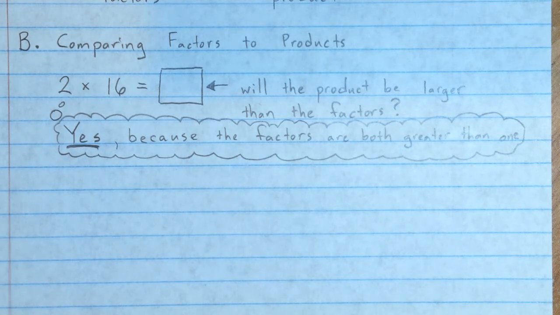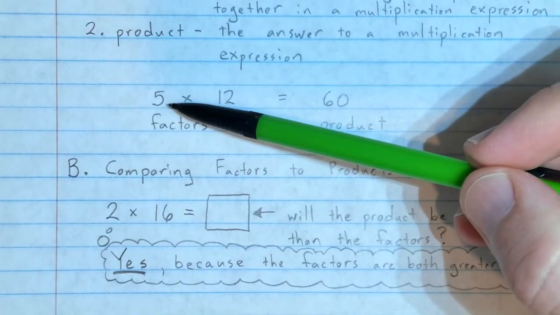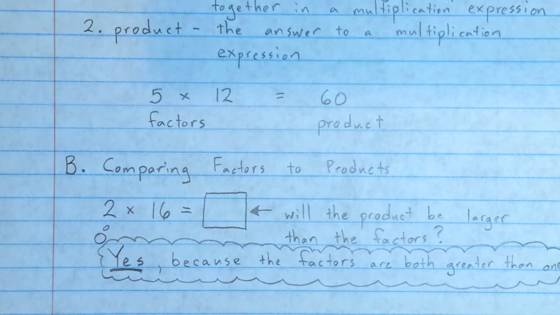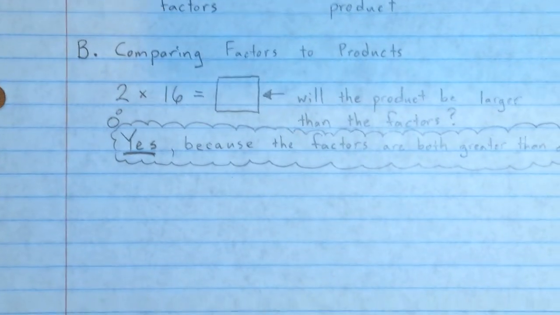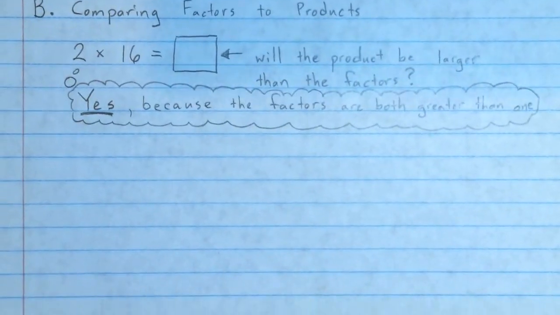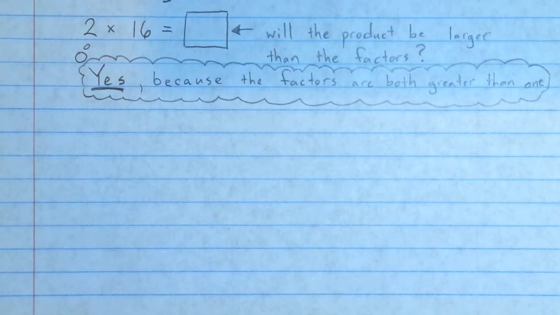2 is bigger than 1. 16 is bigger than 1. 5 is bigger than 1. 12 is bigger than 1. Okay. So generally speaking, the opposite must be true, right?